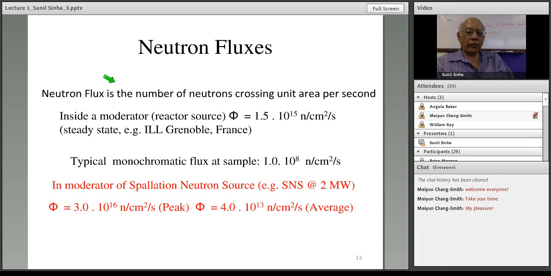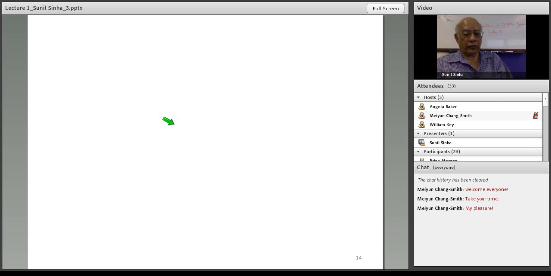In the moderator of a spallation neutron source, like the spallation neutron source operating at, let's say, 2 megawatts, the peak flux is about 3 times 10 to the 16 neutrons per square centimeter per second. But of course, because of the duty cycle, which is something like 30 hertz, 60 hertz I guess in the case of the spallation neutron source, the average flux is much lower. But as I said, you can utilize the peak flux to do certain experiments in the same way that you can utilize a steady state flux in a reactor source. So that is an advantage for many kinds of experiments.